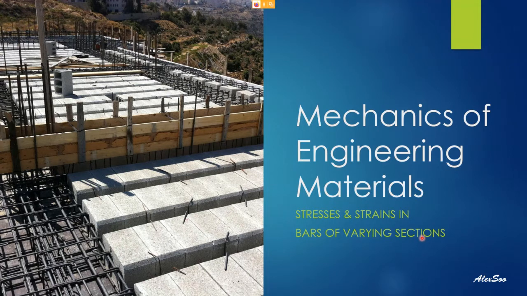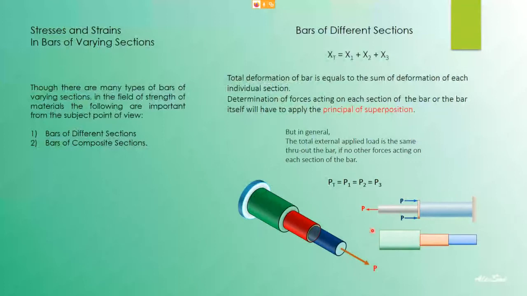Now, what are these compound bars here? We actually have bars of different sections. That means varying sections, or bars of different sections. Just like what I have shown you in this diagram over here, we call this a bar of varying sections. When you look at the green section, the red and the blue, they are actually of different cross sections. So if you were to solve this type of problem, that means bars of varying sections, sometimes we call this a series bar.